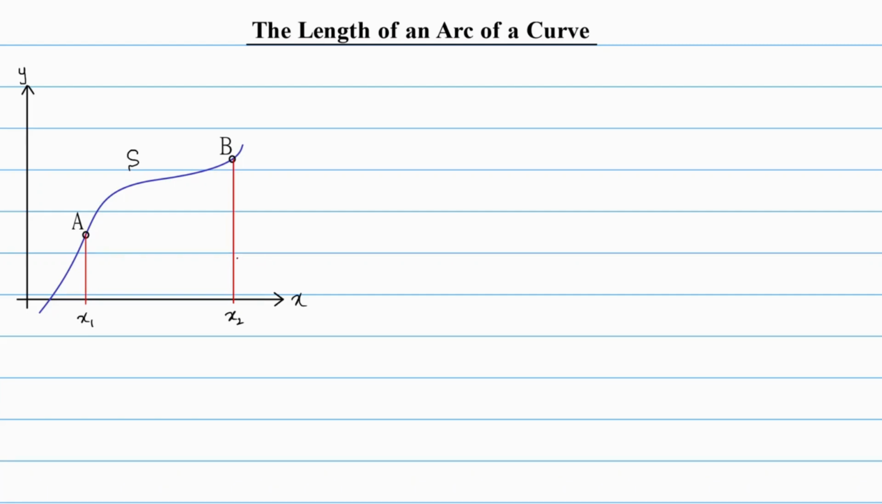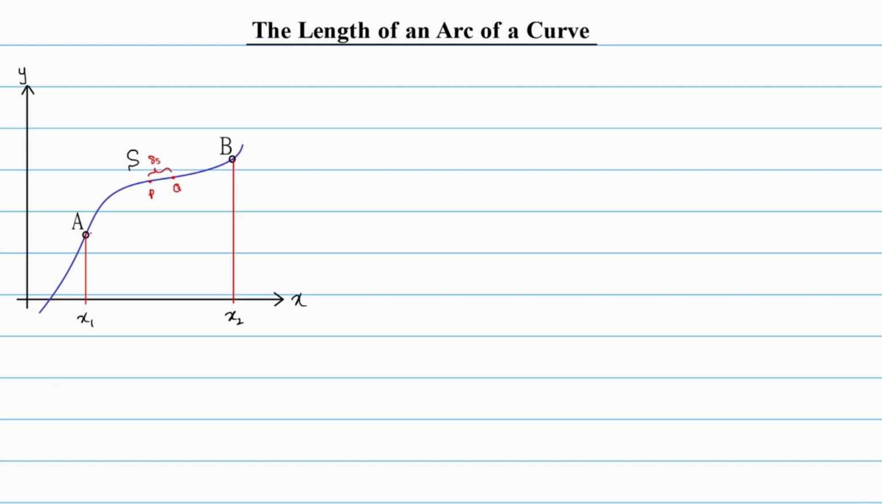Now let us mark 2 points on this curve that we are going to say are extremely close together. The first point is going to be denoted as P and the second point as Q. And this length between P and Q, that tiny arc, I'm going to call delta S.